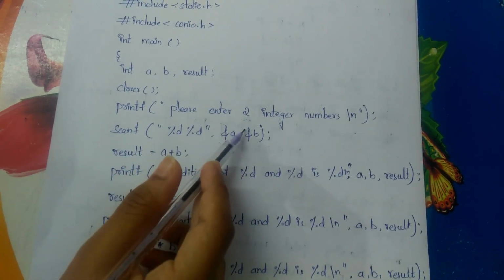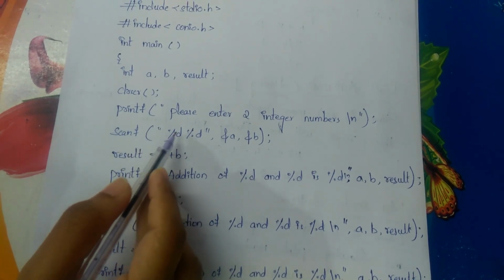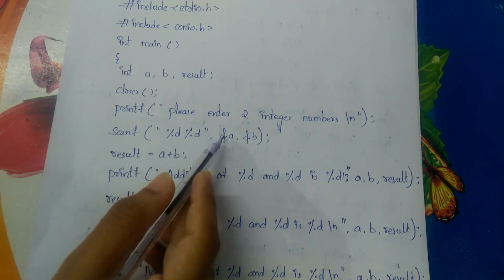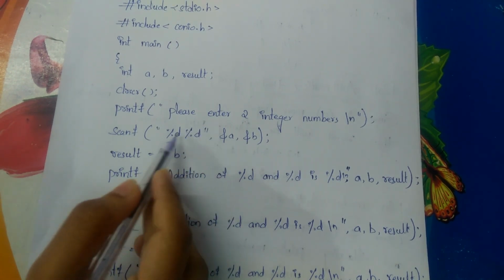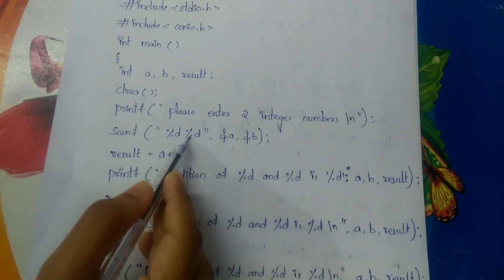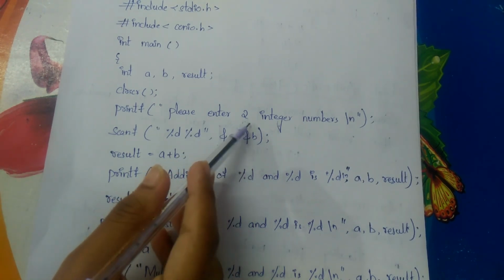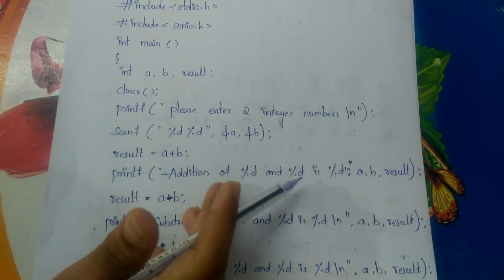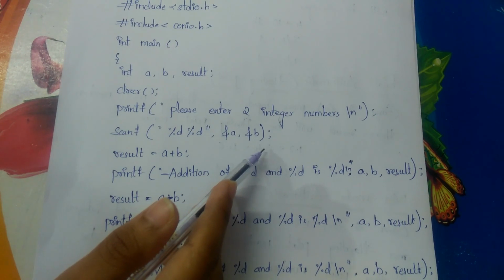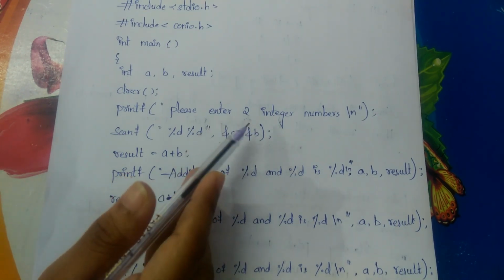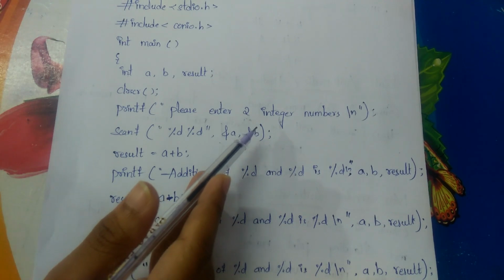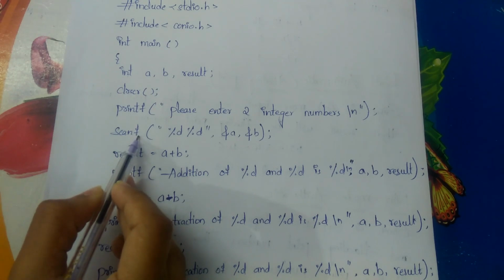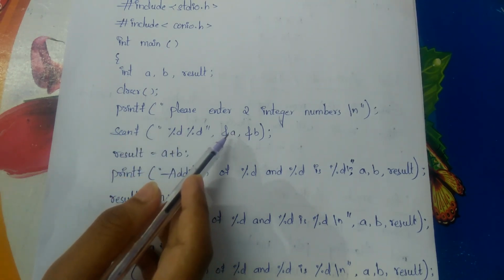To read those two integers, we have to give the address of the integers. So scanf, %d %d, and close the double quotes. The first percent is for a and the second percent is for b. So whenever we give two integers, the first value will be taken by a and the next integer value will be taken by b. So we have to read those two a and b values, whatever we gave from the console. For that we are using scanf.